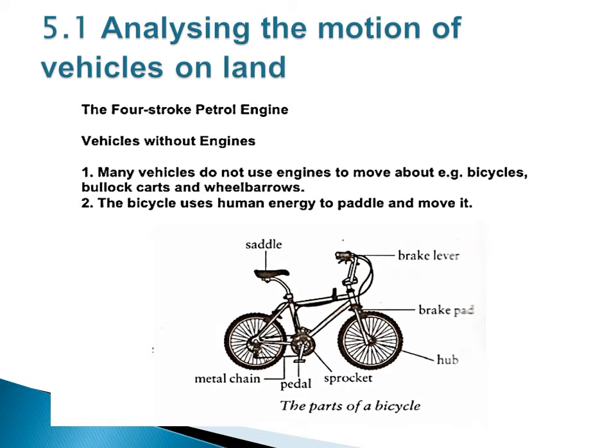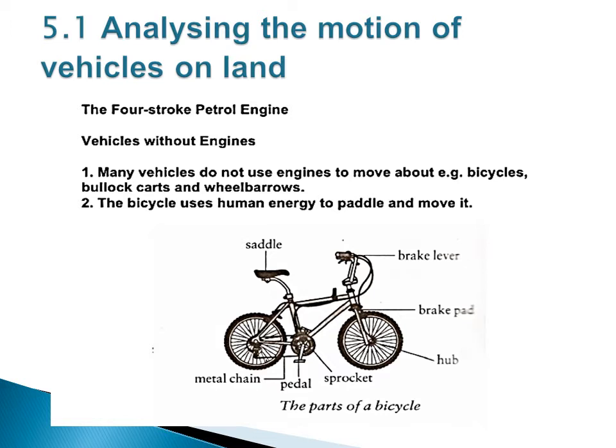So actually, on the land we have two types of vehicle, which are vehicles without engine and vehicles with engine. So first thing we will learn about the vehicle without engine. This vehicle everybody has experienced cycling it, right? So many vehicles do not use an engine to move about. For example, bicycle, bullock cart, wheelbarrow. Okay, so these we consider as vehicles without engine.